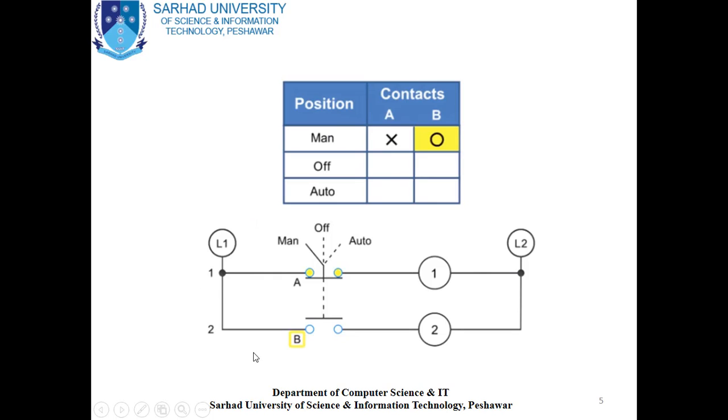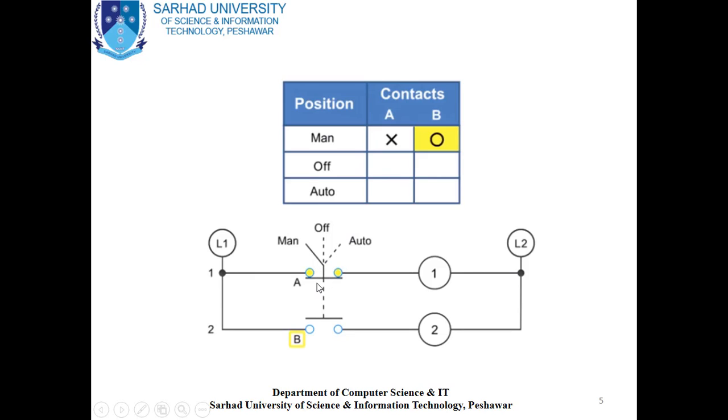Here you can see the line diagram of PLC. L1 means line 1, L2 means line 2. This is the selector switch in which you can see the 3 positions very clearly. This one is the manual position, this one is the off position, and this one is the automatic position.